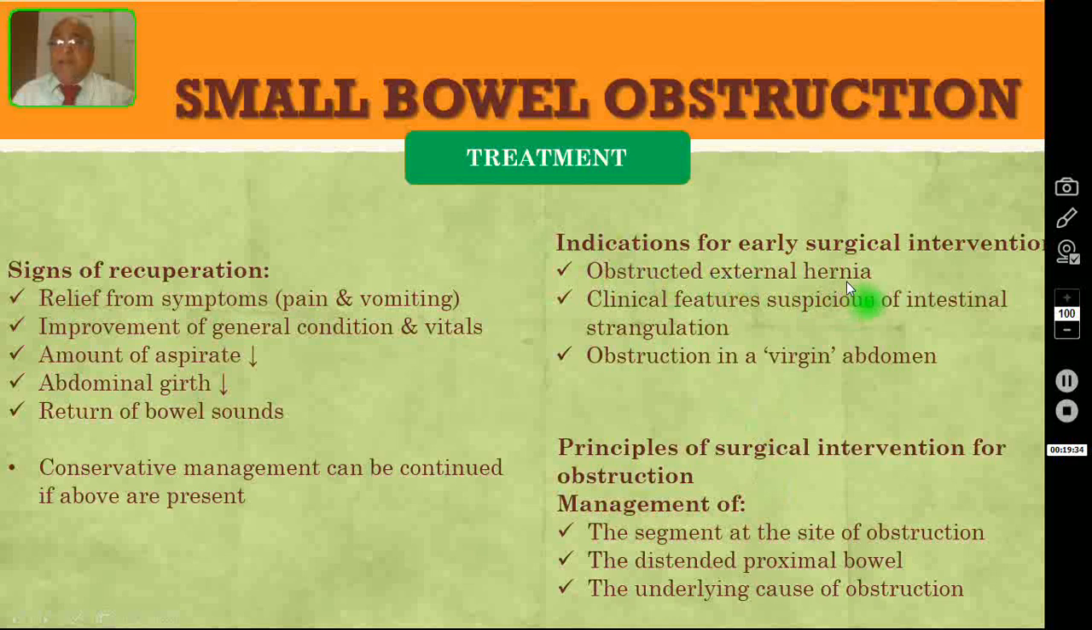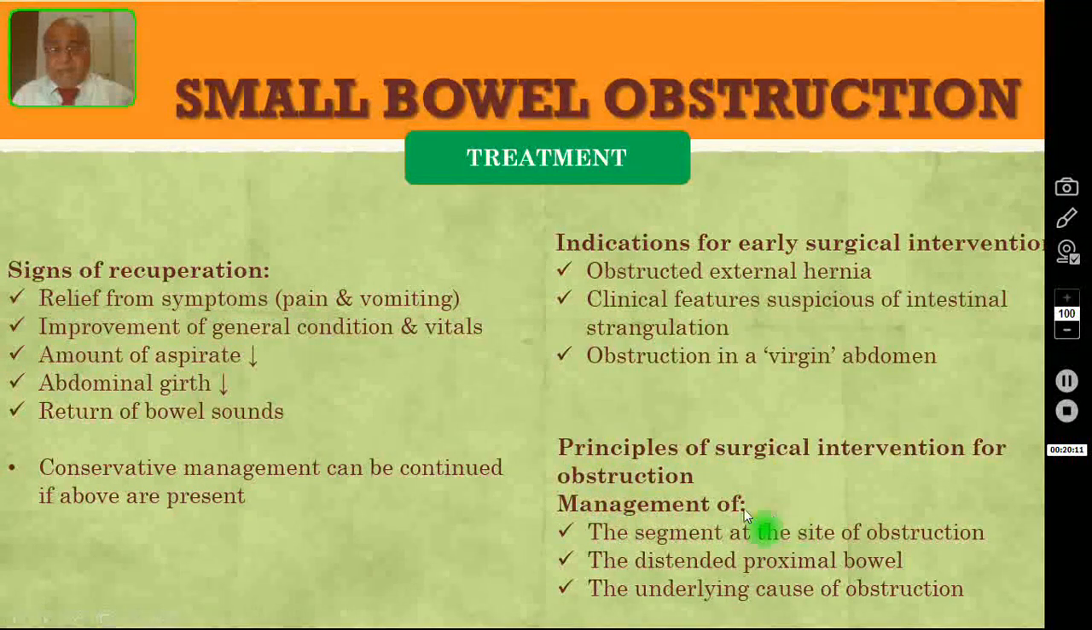So what are the indications for surgical intervention? If it is an obstructed hernia and clinical features are suspicious of intestinal strangulation, suppose your patient is having generalized abdominal tenderness as well as rebound tenderness, then you have to suspect intestinal strangulation, and you have to intervene early. Obstruction in a virgin abdomen, with no previous history of any surgery, is also an indication for early surgical intervention.